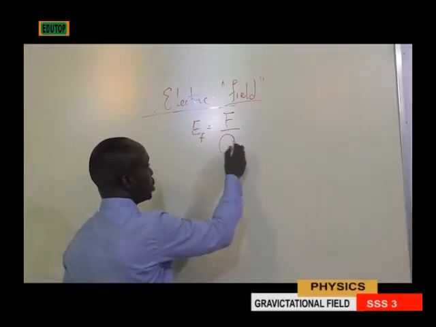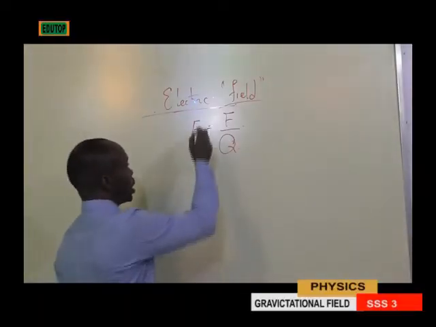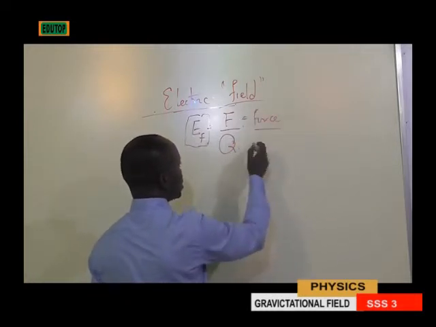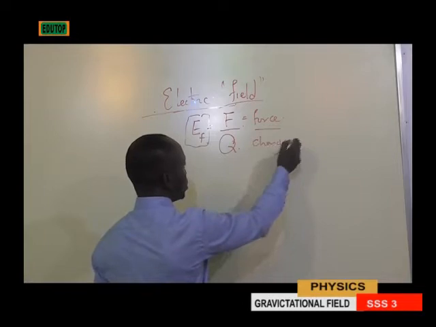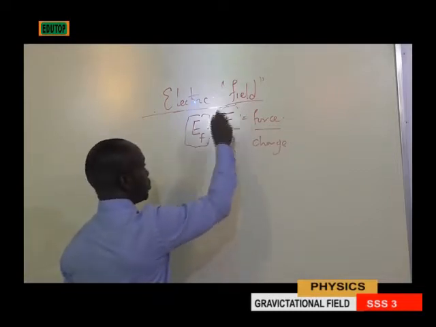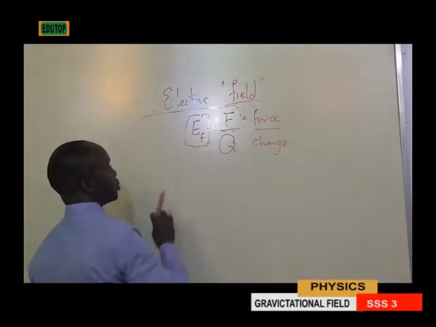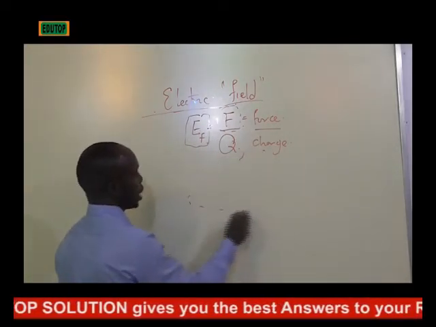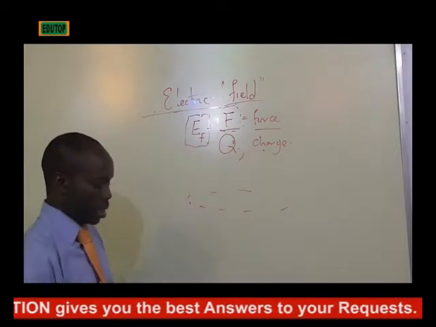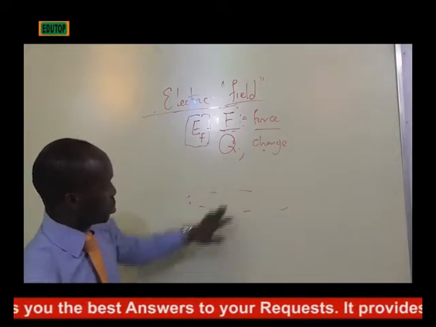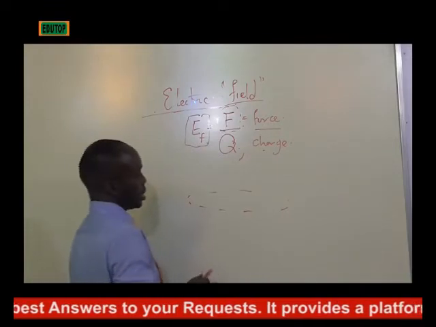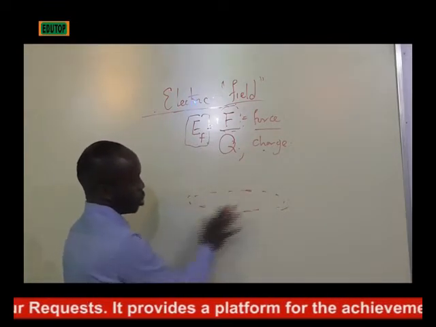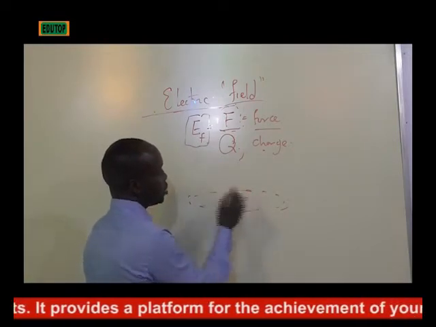Our charge will be given as Q. Now, this is our electric field, here is our force, and this is the charge. It means that force is being experienced in that field, and at the same time electric charge is being experienced in that field. In layman's words, it is a platform, a terrain, or an open ground which has electric charge in existence.